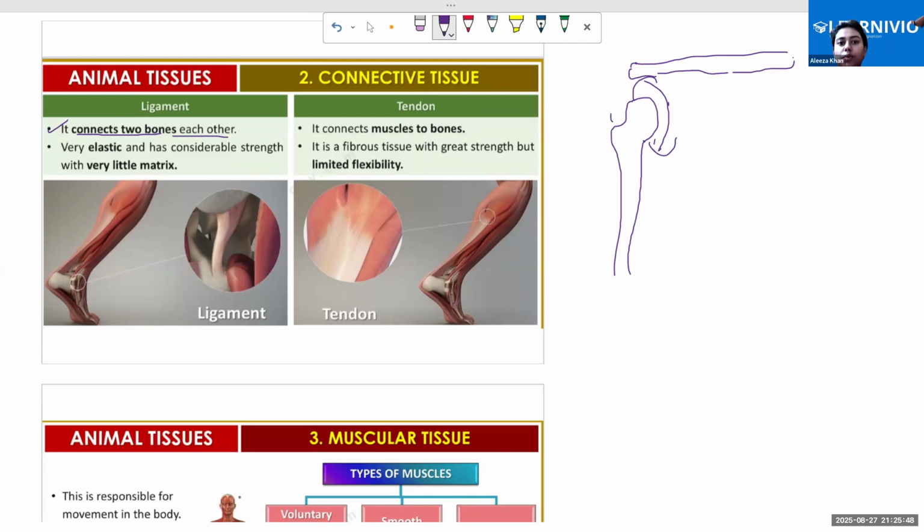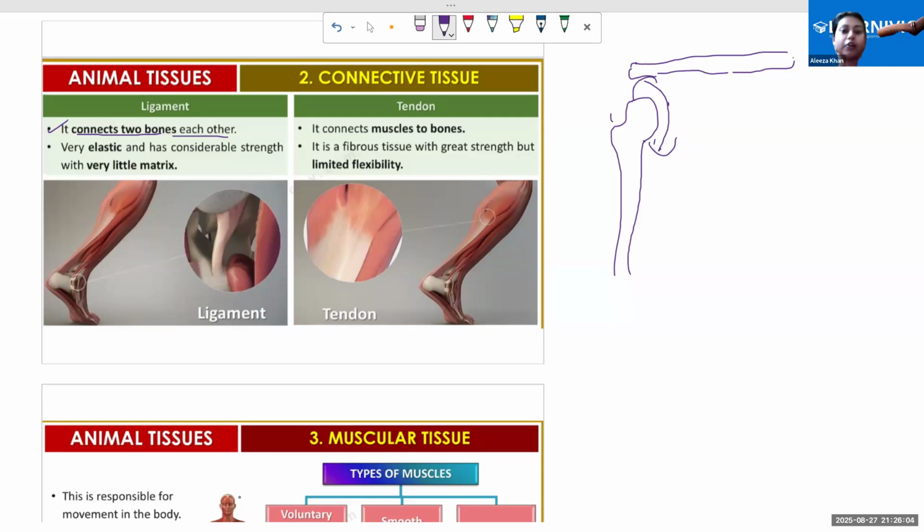So what do you think? Yes, you were telling something? Yes, ma'am. Elastic. Yes, they are elastic in nature. Why? Because the joint has to move.